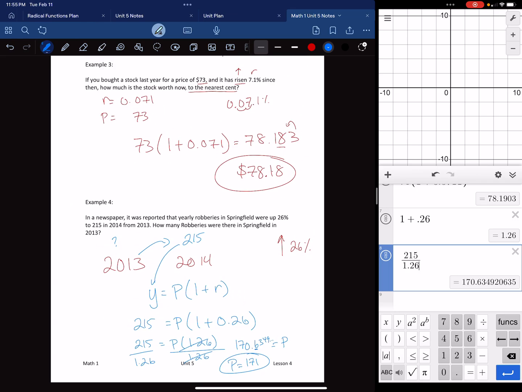Okay. So again, it's really important for you to lay out the question. If you have any questions, feel free to talk to me. Lay it out. Understand, like, hey, y is our result, p is where we started, r is going to be our interest rate. You might have to rearrange the equation a little bit. Okay. And that was the notes for lesson 4.